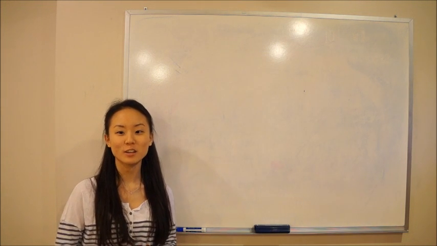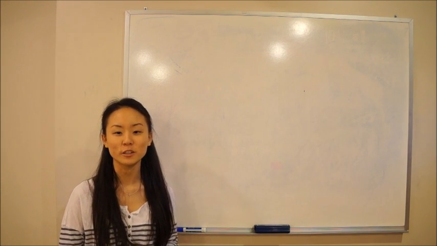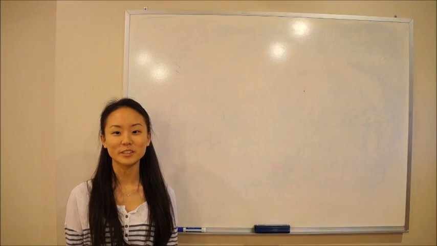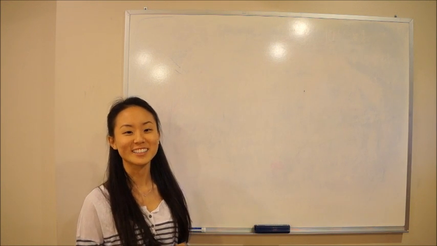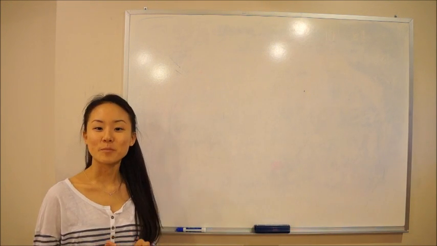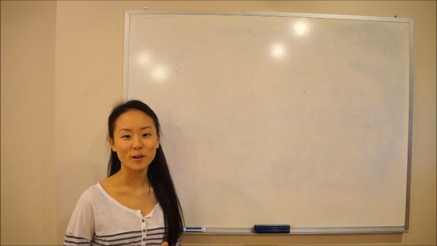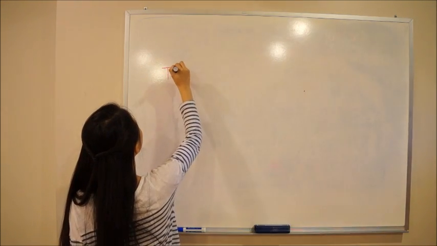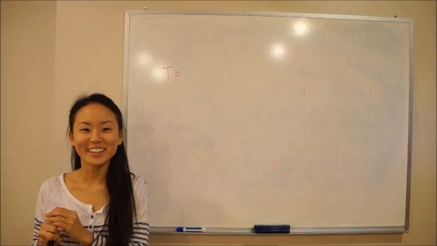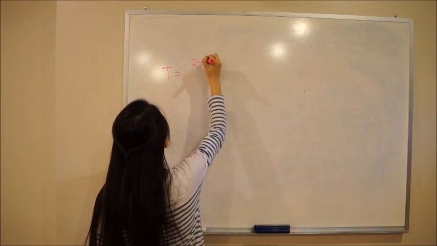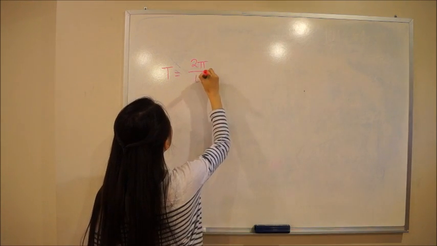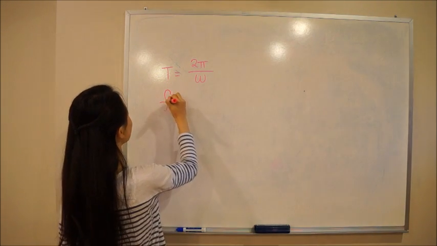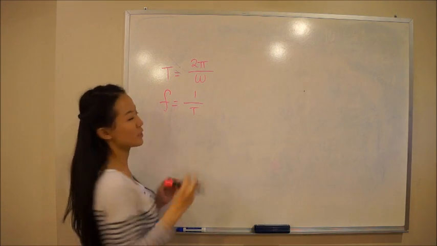Simple harmonic motion is any motion that is equivalent to a single component of uniform circular motion. In simple harmonic motion, velocity is greatest in the middle of the motion and acceleration is greatest at the edges of the motion. The period of an object in simple harmonic motion is written as the letter T, and it's equal to 2 pi over the angular velocity. And the frequency is written as the letter F, and it's just equal to 1 over the period.